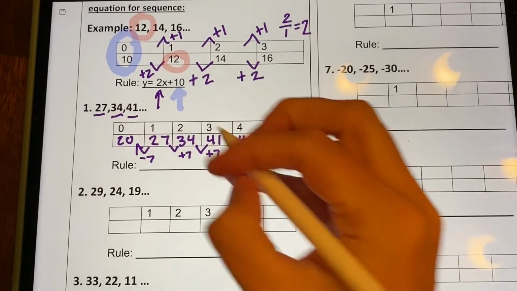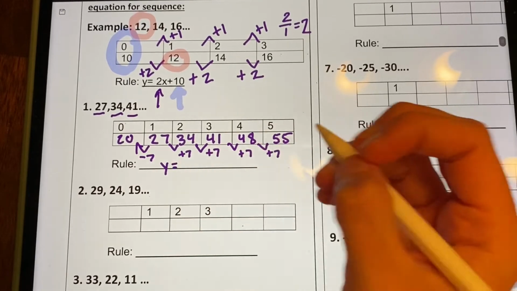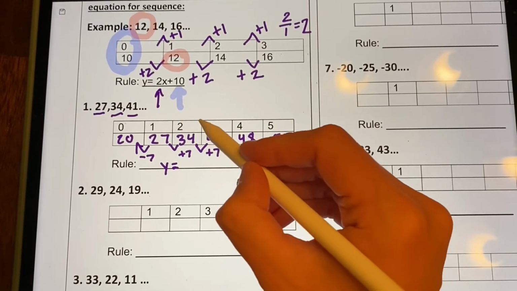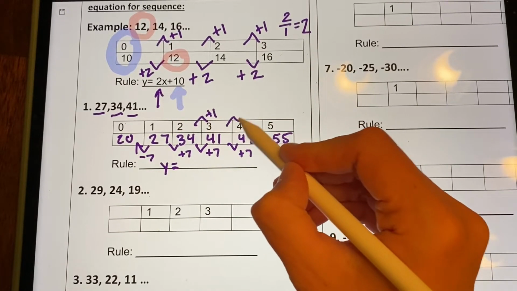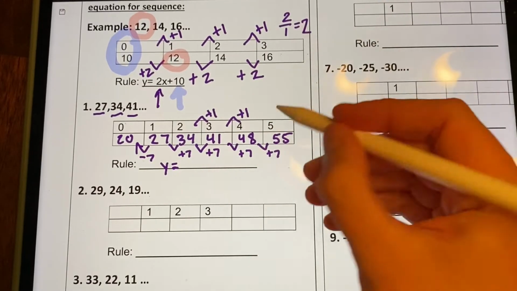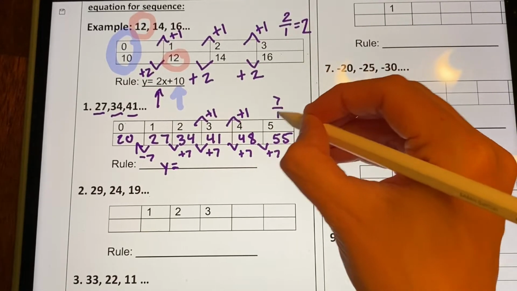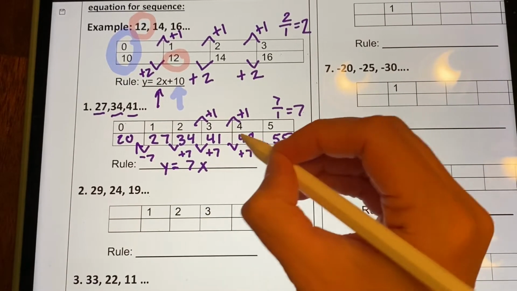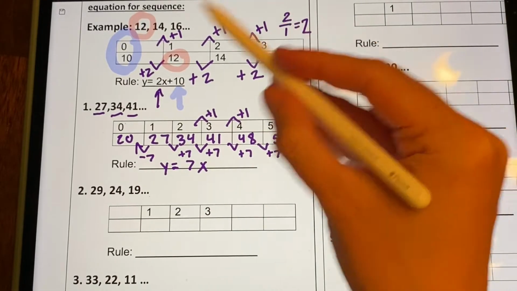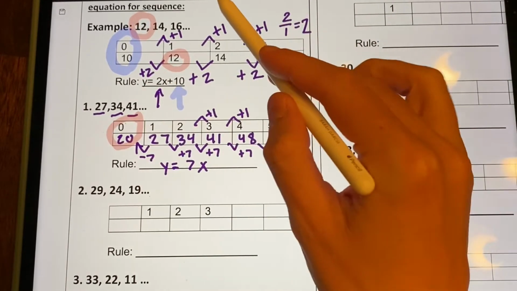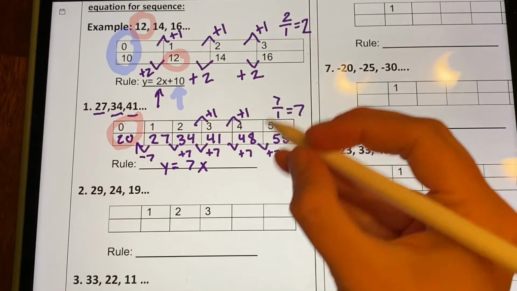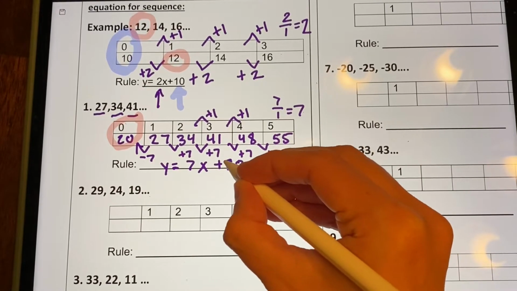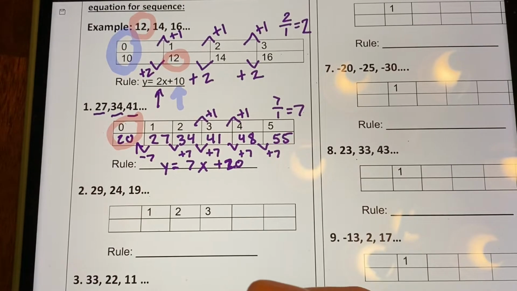So now let's write our rule. Our rules are y equals equation, correct? So y equals, okay, the change in y over the change in x. What are these moving by? 2 to 3 is plus 1. 3 to 4 is plus 1. 4 to 5 is plus 1. So that would be 7 divided by 1, which is 7. So y equals 7. And then you always put an x. And then again, the number at the end is whatever, when x is 0, what is y? So when x is 0, y is 20. So this one would be 7x plus 20.